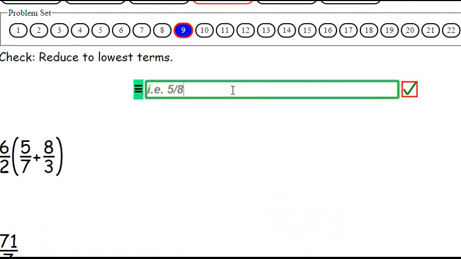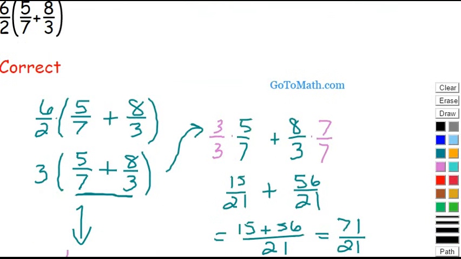Looks good. Let's just go ahead and type that in right here. Make sure this works out well. 71 over 7, correct. All right.